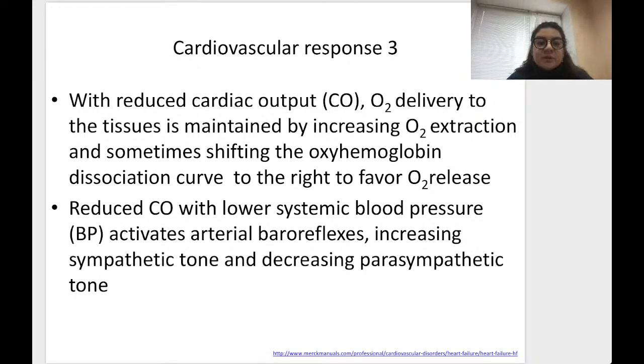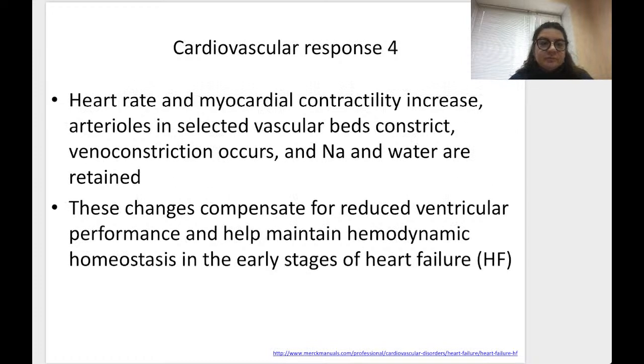Reduced cardiac output with lower systemic blood pressure activates arterial baroreflexes, what I told you in compensatory, increasing sympathetic tone and decreasing parasympathetic tone. Heart rate and myocardial contractility increase. Arterioles in selected vascular beds constrict. Vasoconstriction occurs and sodium and water are retained. It is kidney and sympathetic effects. These changes compensate for reduced ventricular performance and help maintain hemodynamic homeostasis in early stages of heart failure.